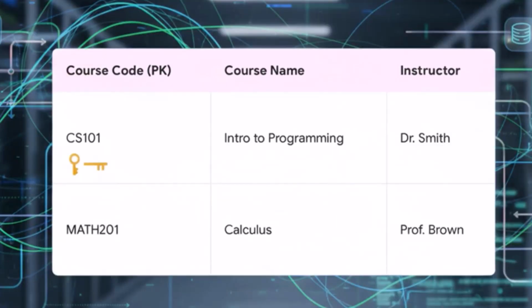And here is the courses table. It's the exact same principle. Each course is listed just once with its unique course code as its primary key. All the information in this table is strictly about the course itself. See how logical and organized this is starting to feel?